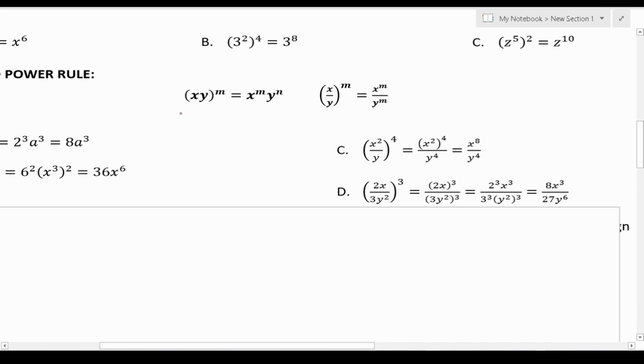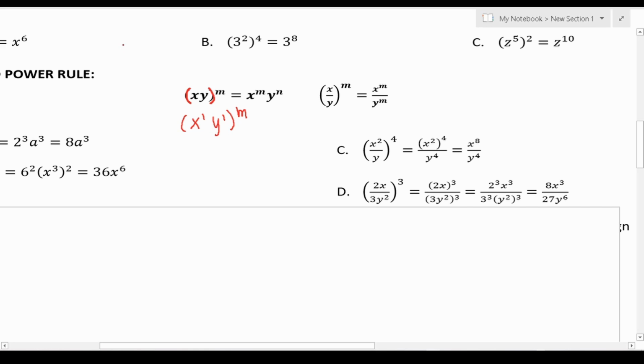The reason there's no definition is because this is simply the power rule. The only thing you have to be mindful of is this is the power rule and it's applied to everything that's in parentheses. In other words, this m is going to apply to the base of x as well as y individually. Again, let's rewrite this in a way that we're familiar with. This is the same as x to the first, y to the first, all raised to the m power.